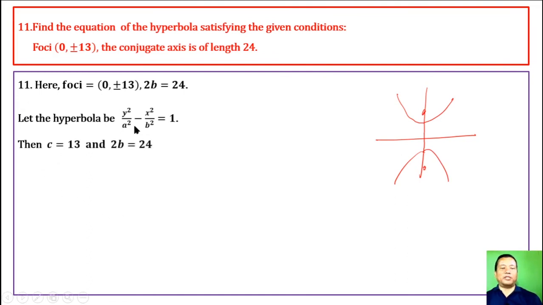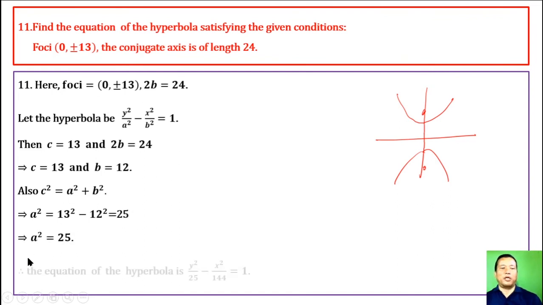Then comparing this equation with the given values, we get c equal to 13 and length of conjugate axis twice b, which is given as 24. Solving, we get c equal to 13 and b equal to 12. Using c square equal to a square plus b square, we get a square is 13 square minus 12 square, that is 25. After knowing the values of a and b, therefore the equation of the hyperbola is y square by a square, that is 25, minus x square by b square, that is b square is 144, equal to 1.